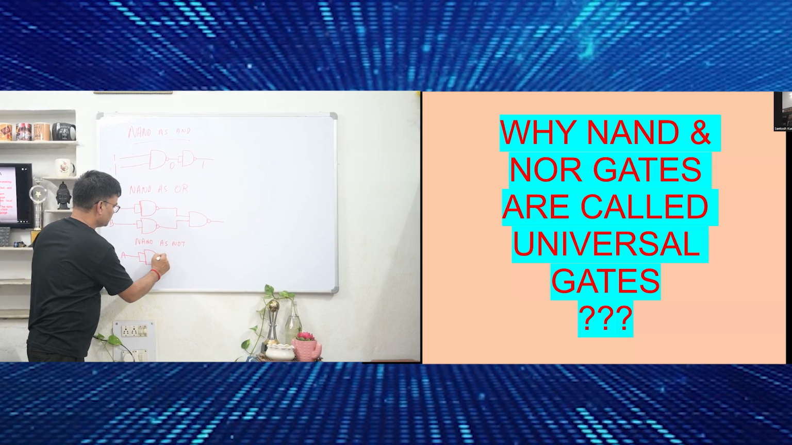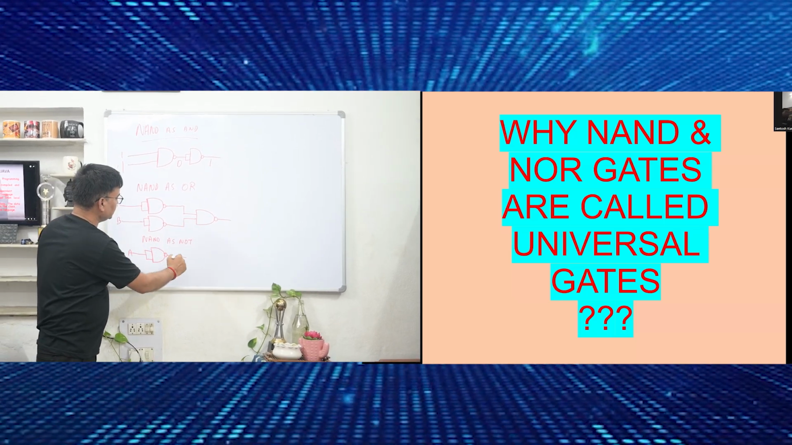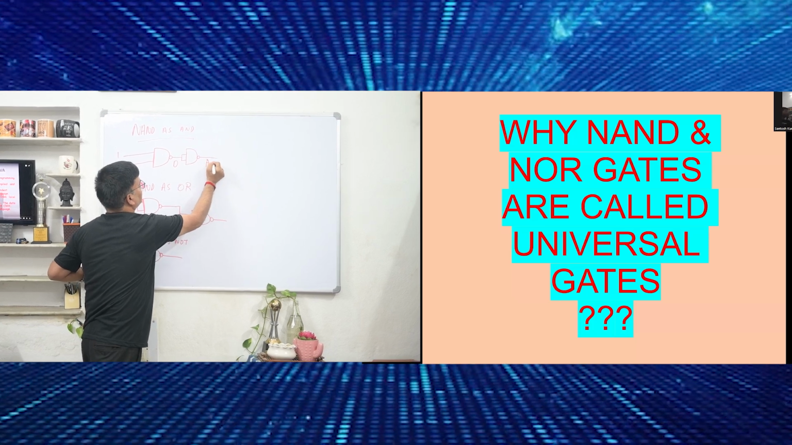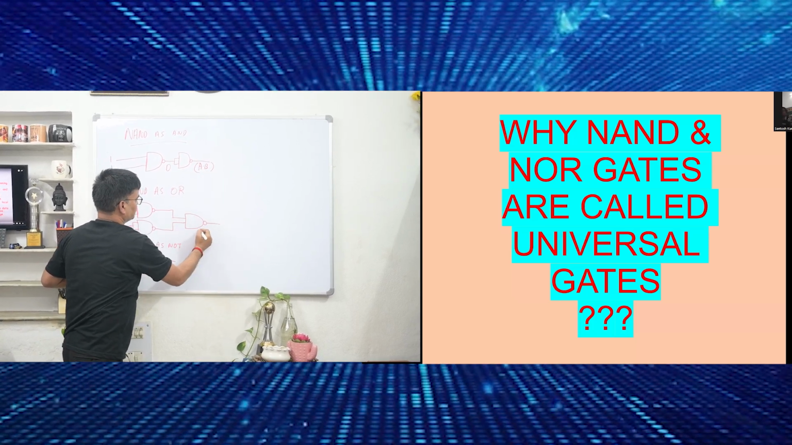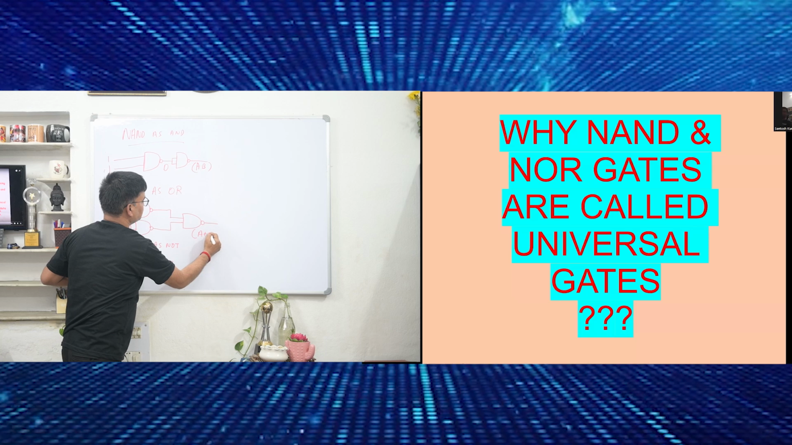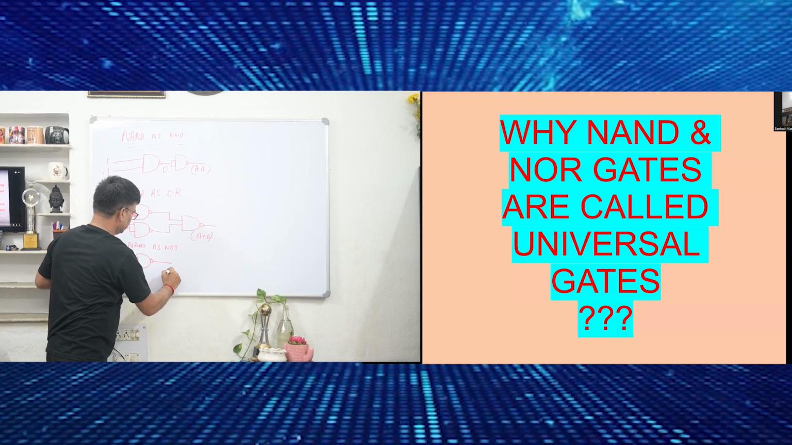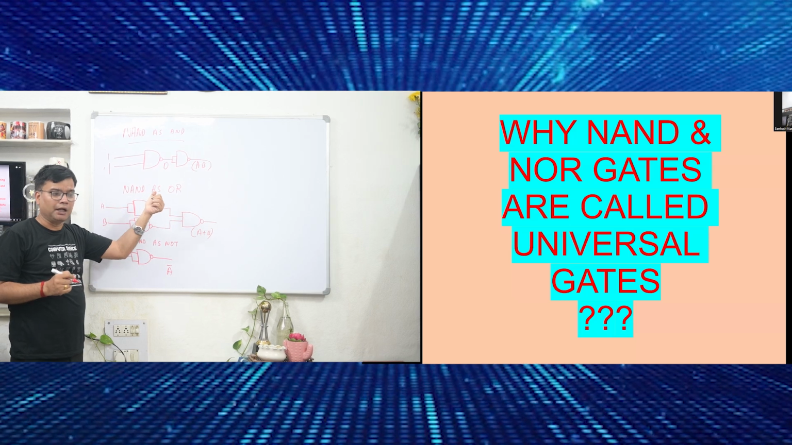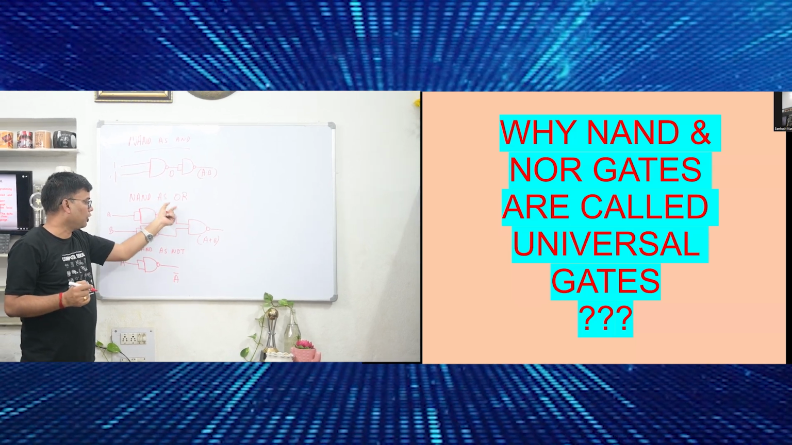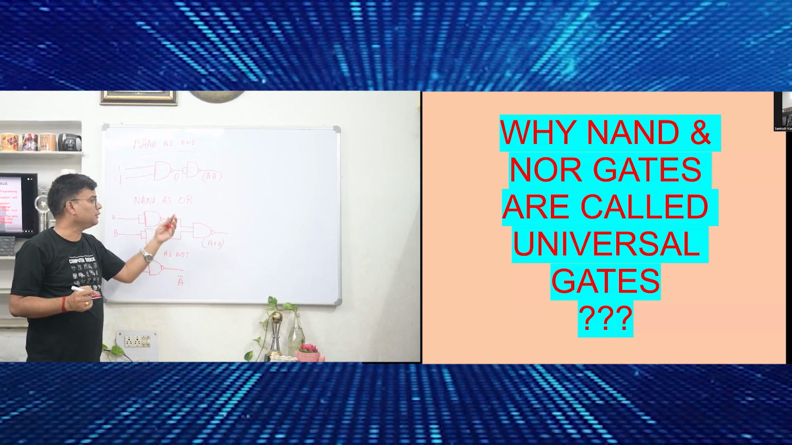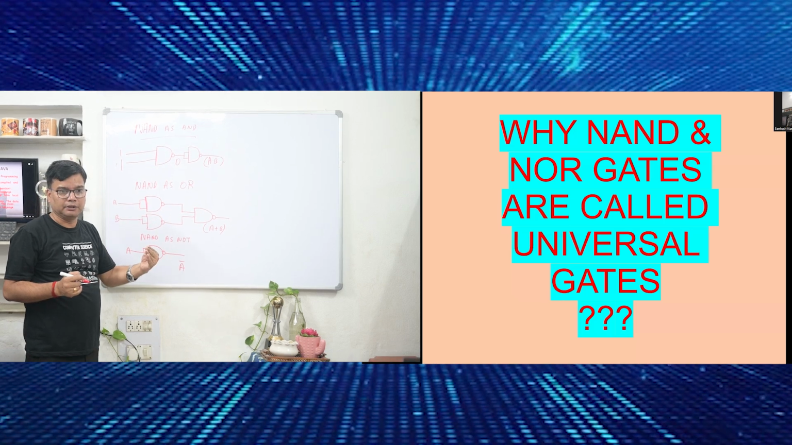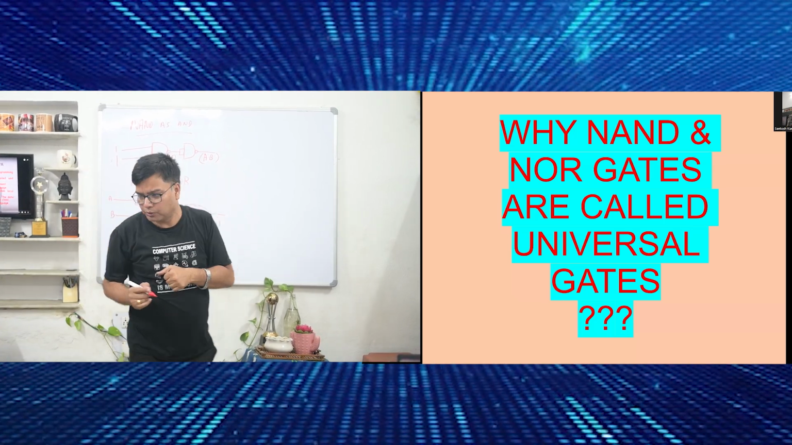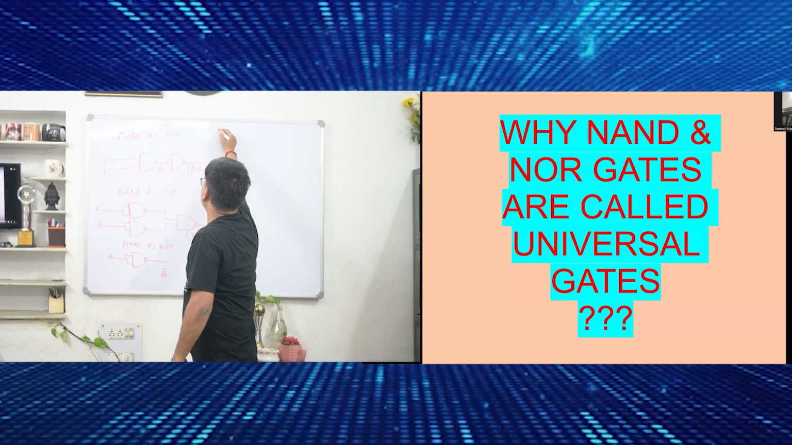The final output which I will be getting, that will be A bar. So here I was getting A dot B. Here I was getting A plus B. And here I am getting A bar. So what you saw, using NAND gate, I got AND gate, I got OR gate, I got NOT gate. तो मेरे को NAND gate से ही सारे gates मिल गए. This is universal. Now let us see once more NOR gate.